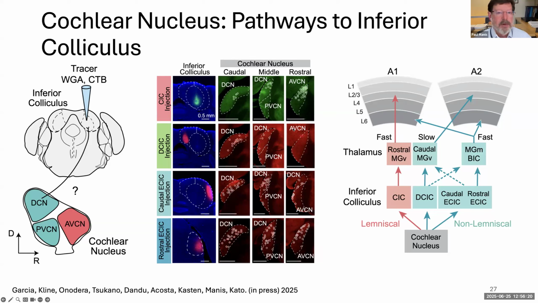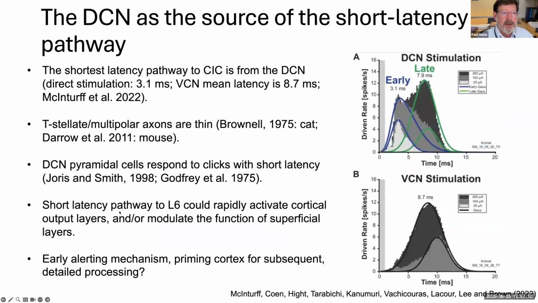So the pathway seems to originate from the cochlear nucleus, creating a lemniscal pathway, which of course projects into the central nucleus and the rostral MGV. But there's a second pathway, which is called the non-lemniscal pathway here, which goes into the external cortex of the inferior colliculus, and in A2 goes through the medial part of the medial geniculate, the rostral part of the brachium of the inferior colliculus, and goes into layer 6 and provides a very fast input to A2 as well as into A1. And then there are slower pathways that come through the dorsal cortex of the inferior colliculus and some of the ECIC. So the cochlear nucleus is providing two different sets of inputs here that are acoustically responsive in the cortex.